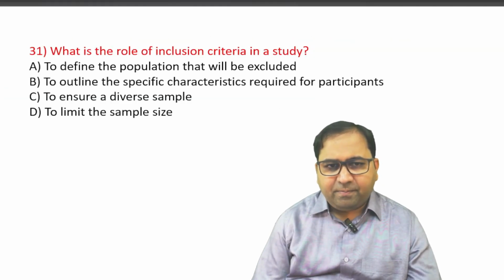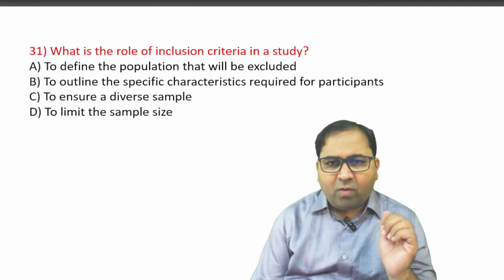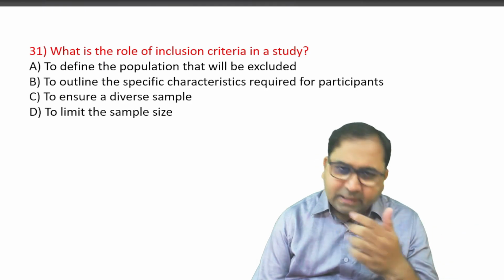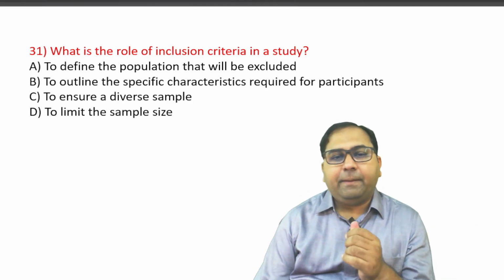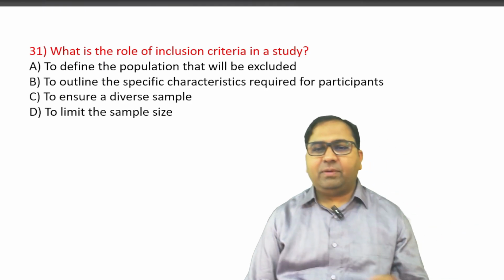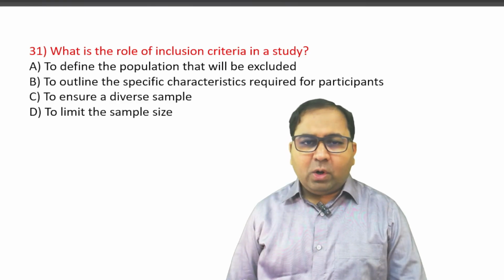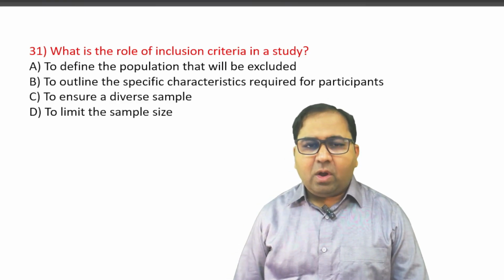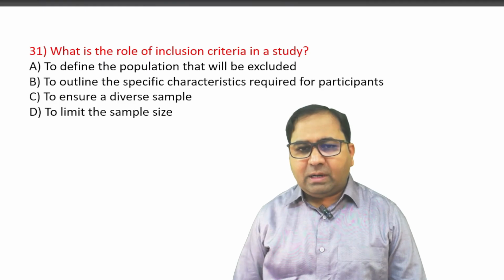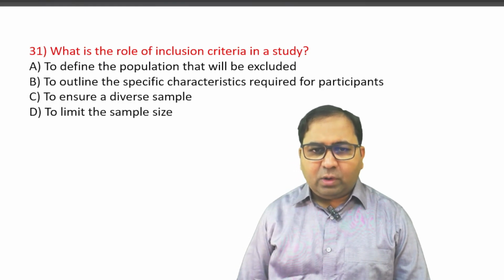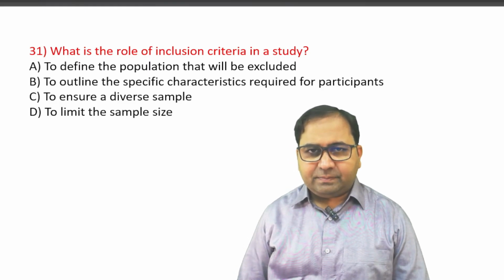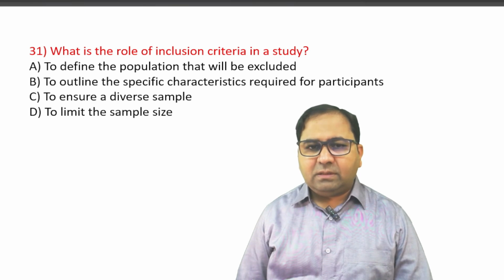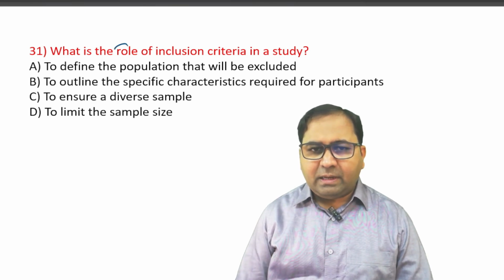Then the next question. What is the role of inclusion criteria in a study? The options are A. To define the population that will be included, or B. To outline the specific characteristics required for participants, or C. To ensure a diverse sample, or D. To limit the sample size. So the answer for this question is, what is the role of inclusion criteria?